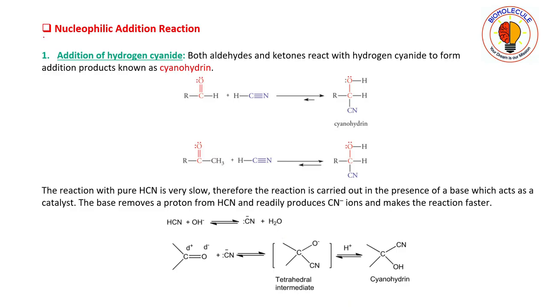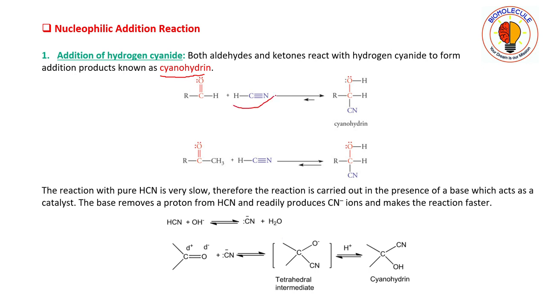First, we will be discussing the nucleophilic addition reactions. The first is the addition of hydrogen cyanide. Both aldehydes and ketones react with hydrogen cyanide to form addition products known as cyanohydrins.